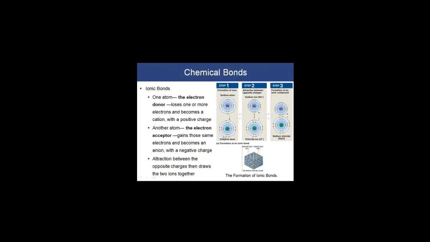Alright, let's consider ionic bonds. Ionic bonds occur when you have one atom that loses one or more electrons and becomes a positively charged cation. And I will show this in a minute. The other atom gains those electrons, becoming an anion, which is a negatively charged particle. And the ionic bond forms when you have an attraction between the cation and the anion.